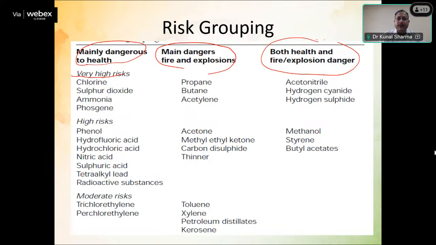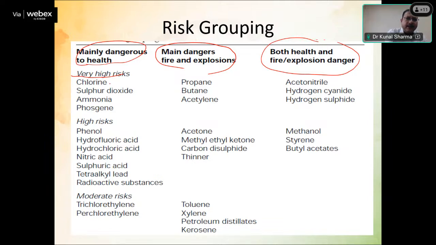Second, main dangers, fire and explosion. And third would be both health, fire, explosion dangers. For example, if I say there is a particular chemical which is affecting the community, it's not creating problem to environment. So this could be one group. Next, we will say, okay, it is not providing any problem to the environment, but yes, the health of the workers are too much because they are being exposed to this thing. So we have tried to enlist certain chemicals.